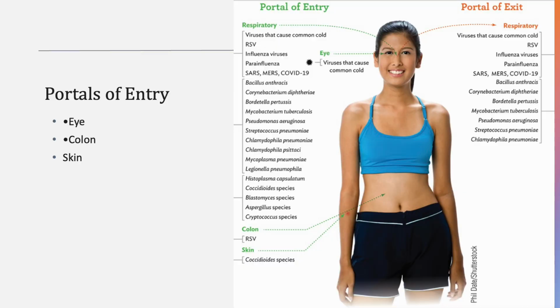Portals of entry for respiratory tract infections are the eye, the colon, and skin. And a portal of entry is just an opening where the pathogen may enter. So many respiratory infections enter through the eye, and they're viruses that cause the common cold. Some examples, as you can see in the picture, are RSV, influenza viruses, parainfluenza, SARS, MERS, and COVID-19, Bacillus anthracis, Bordetella pertussis, and many more. Through the colon, it's RSV, and through the skin, it's Coccidioides species.